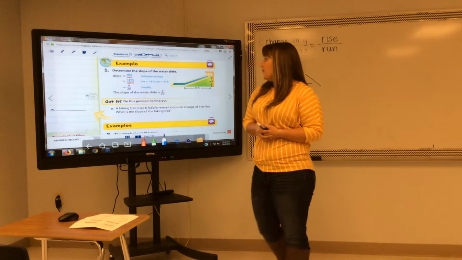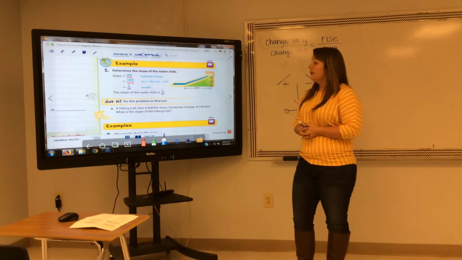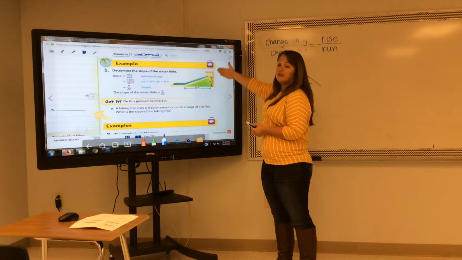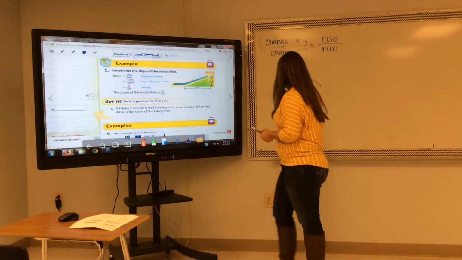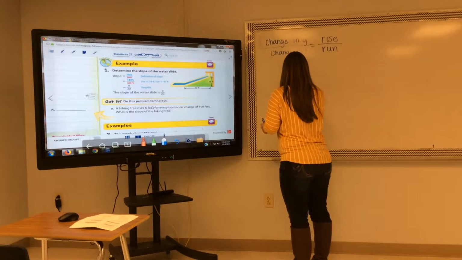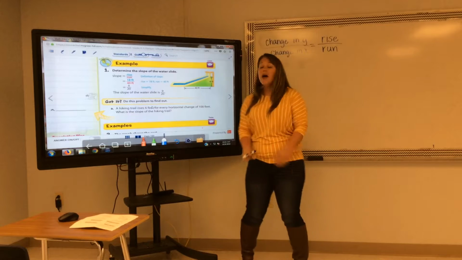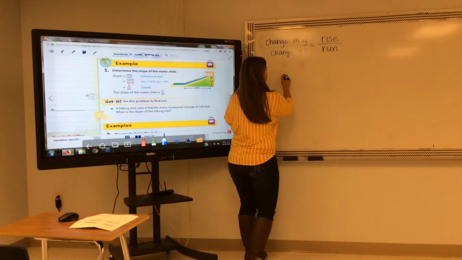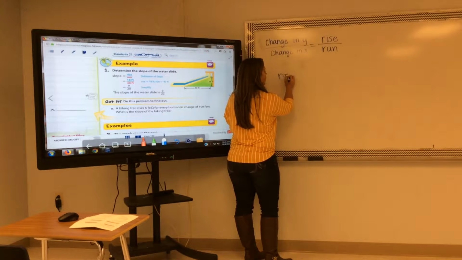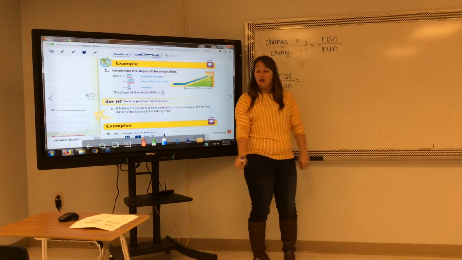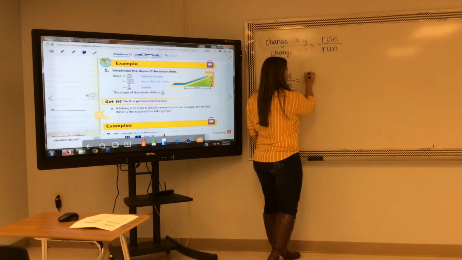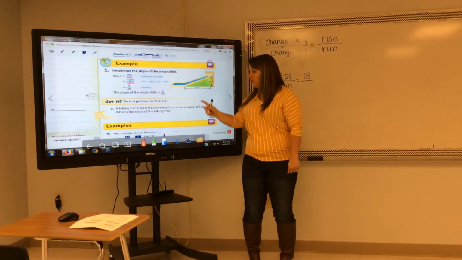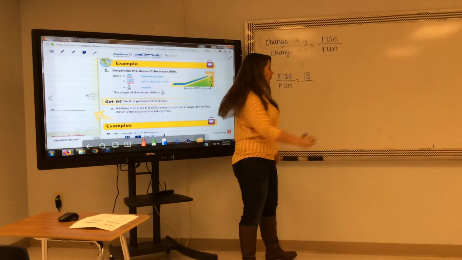It says determine the slope of this water slide. Okay, well I see that it goes up and down. It's 18 feet tall and it's 40 feet across, horizontal change. So to find the slope, I do my rise over run, and I need to see you write that out every single time. Rise over run equals, the rise of this is 18. The run, which is horizontal, is 40.